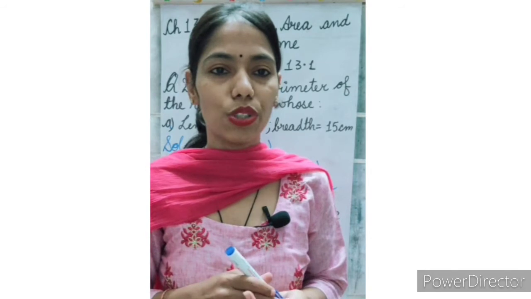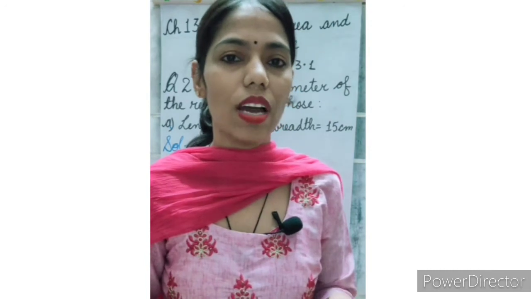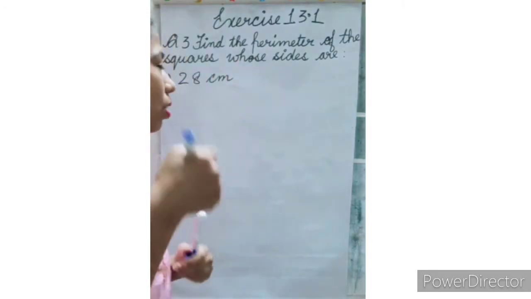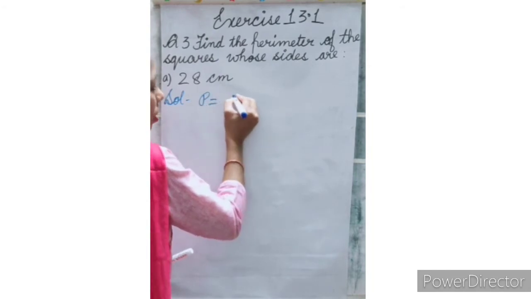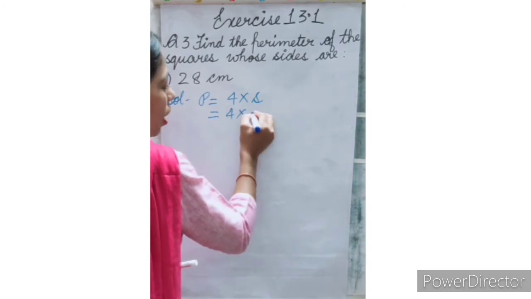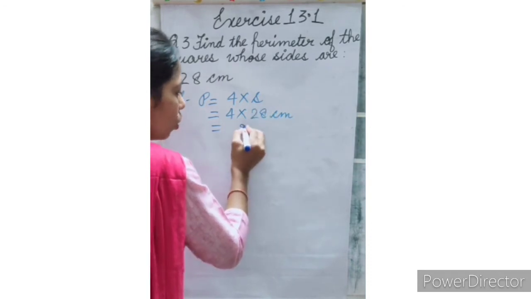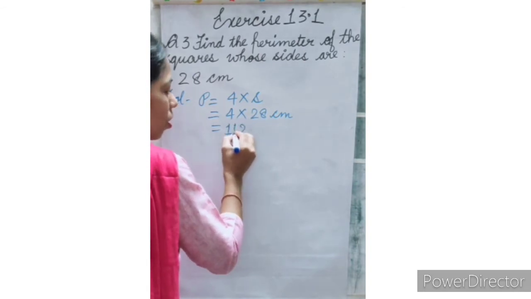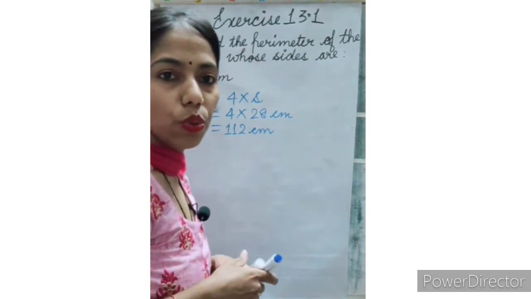Now we will start next question. Question number 3 is find the perimeter of the squares whose sides are. Part A of question number 3 is 28 centimeter. Let's solve. We all know the formula for finding out the perimeter of a square, that is equal to 4 into S, or we can say 4S. 4 multiplied by 28 centimeter. 4 8s are 32. 2 will come down, 3 will go up. 4 2s are 8, 8 plus 3, 11. 112 centimeter.